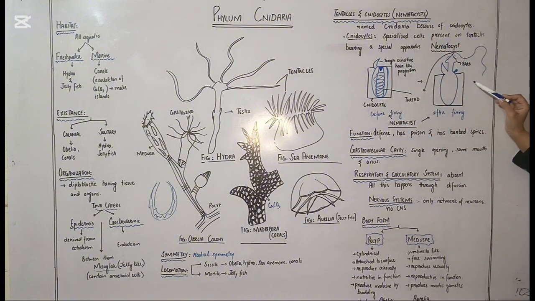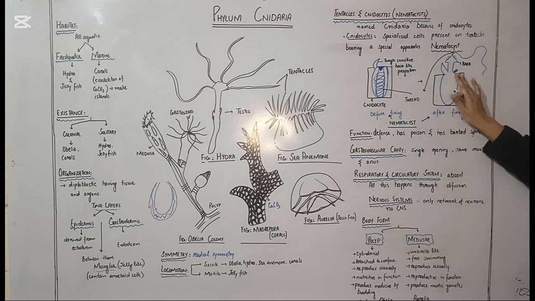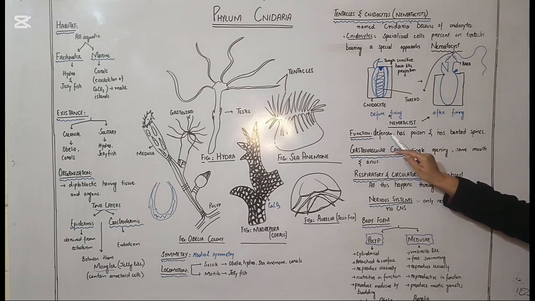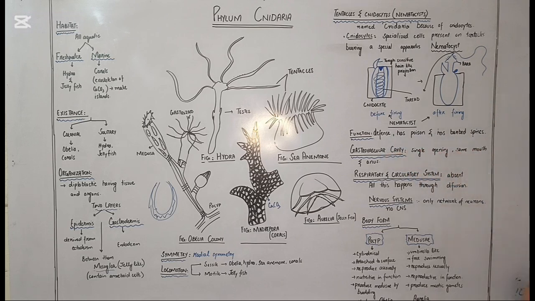Now look over here at how nematocysts work. When some invader or prey comes in contact with this tough, sensitive, hair-like structure, the nematocyst projects out. It has a barb-like structure with barbed, needle-like spines, and this thread-like structure. So they inject their poison inside the prey or the target organism, paralyze it and engulf it. Now, what is the function? Defense. They have poison, they have barbed spines.